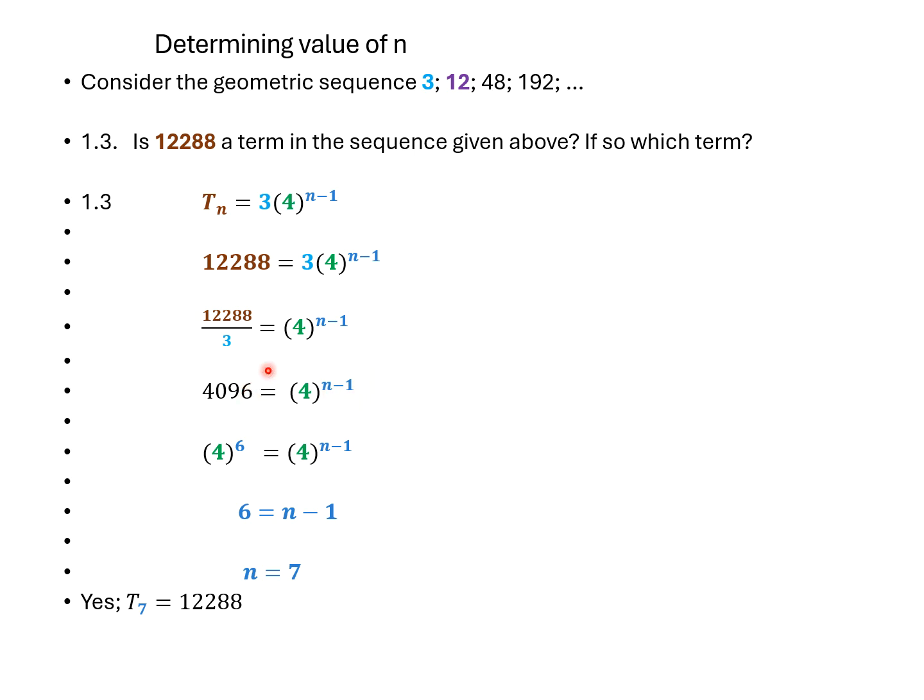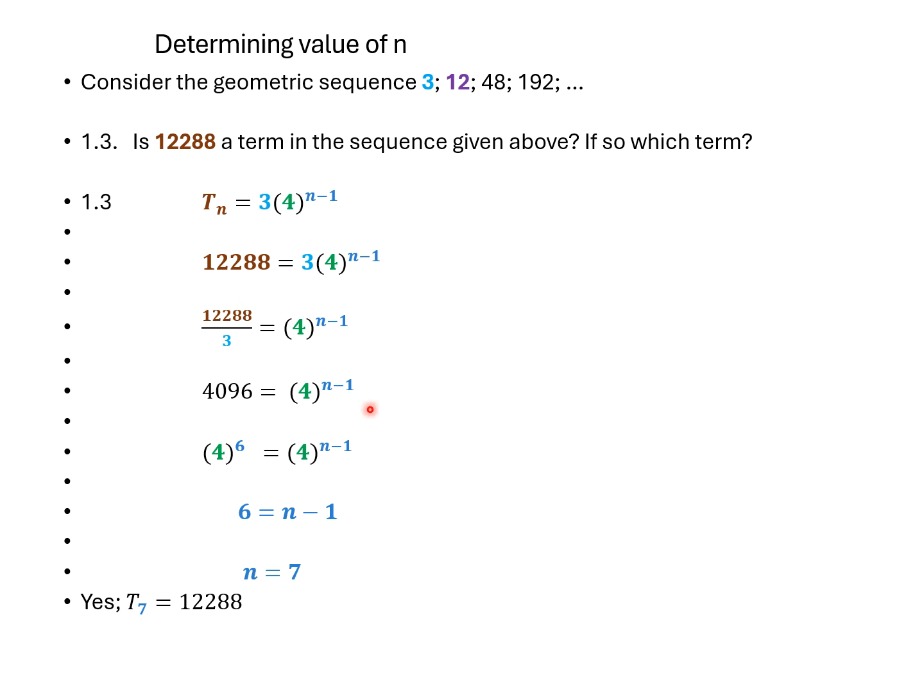Right, so to solve this exponentially, the bases must be the same. If you test on your calculator, if you say 4 to the power 6, you will see we get 4096. So 4 to the power 6 equals 4 to the power n minus 1. Bases are the same, so we can drop them. So we have n minus 1 equals 6. If I take negative 1 across, it becomes 6 plus 1, which gives me 7. So therefore, the answer is yes, and term 7 equals 12,288. And remember, n must be an element of the natural numbers for all sequences.